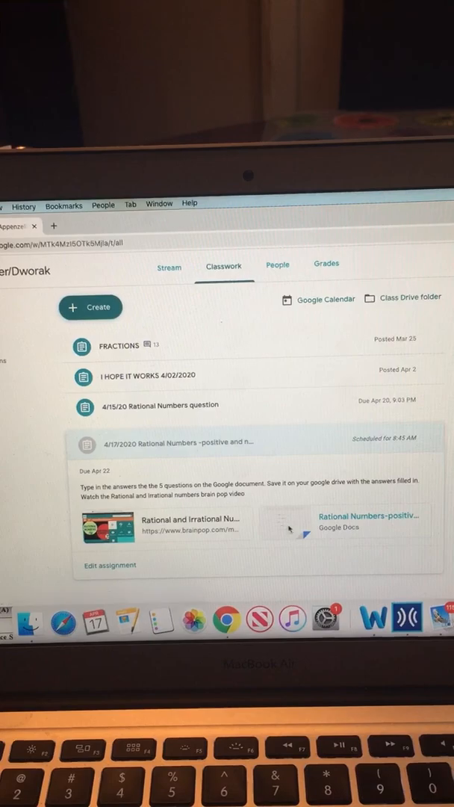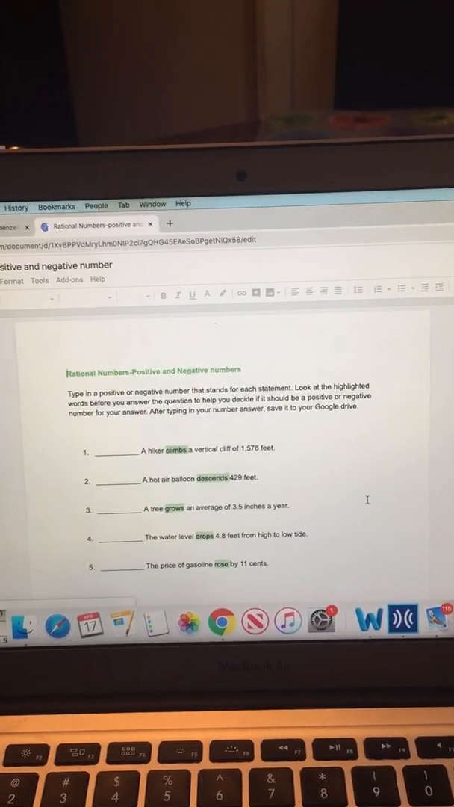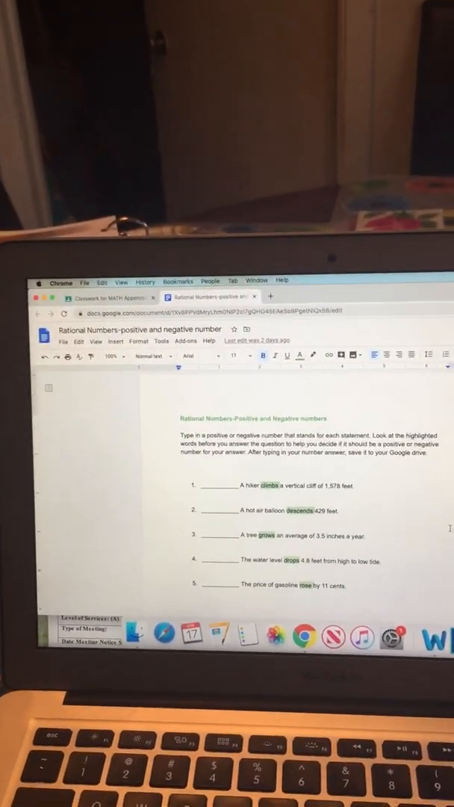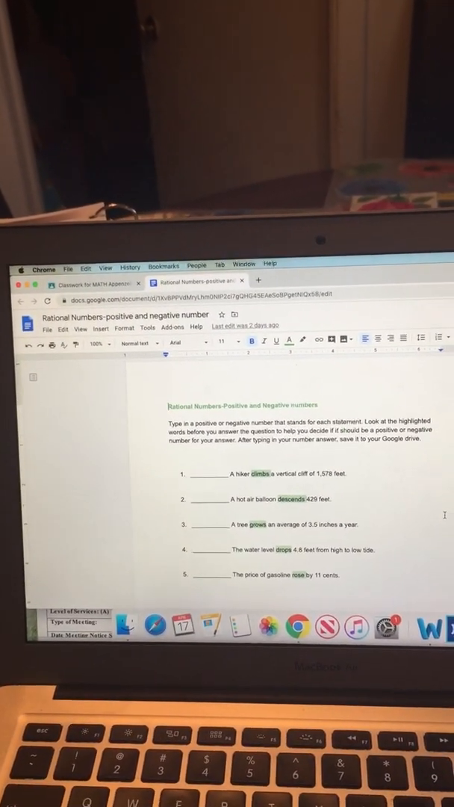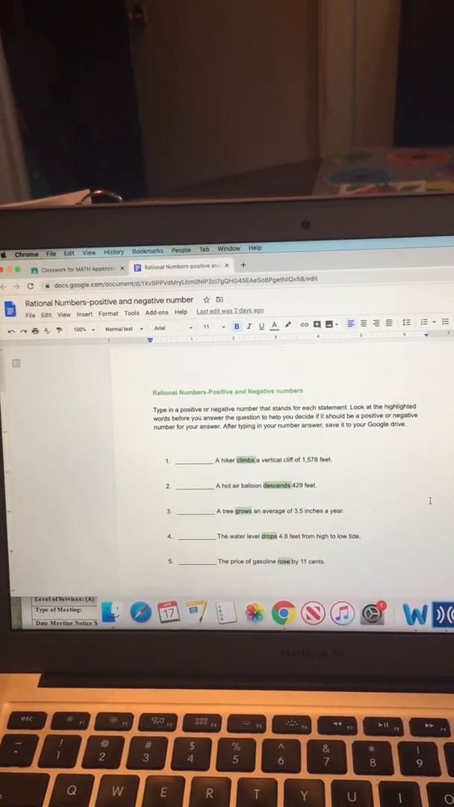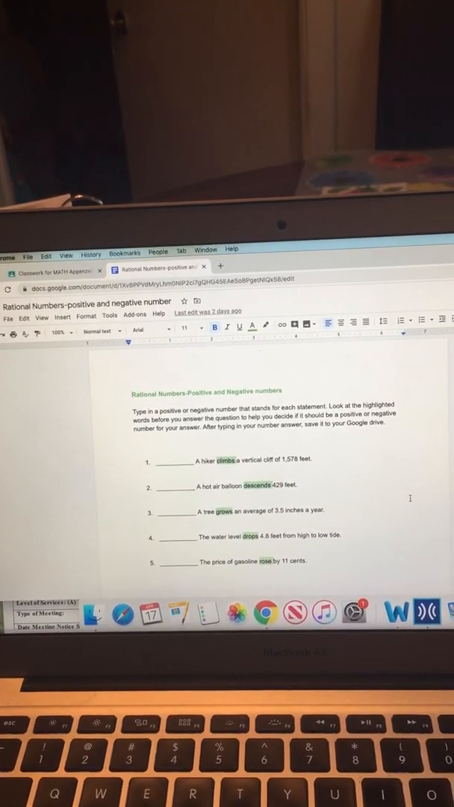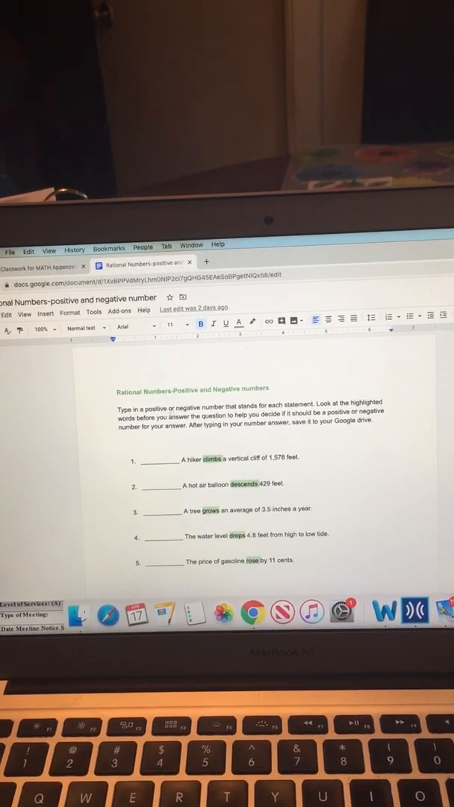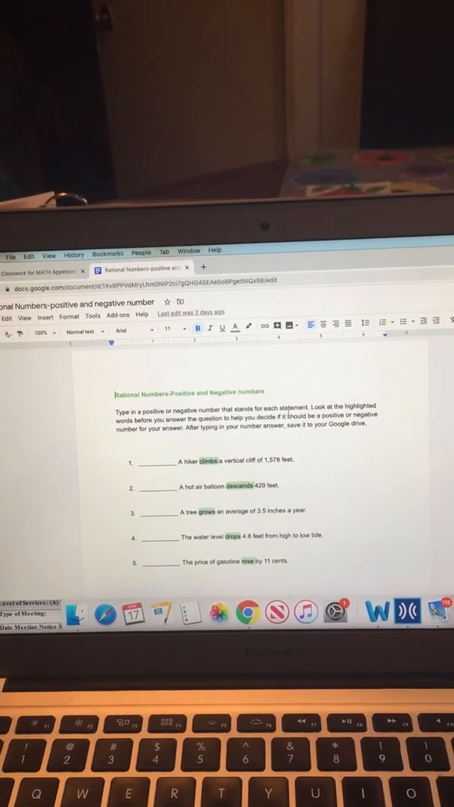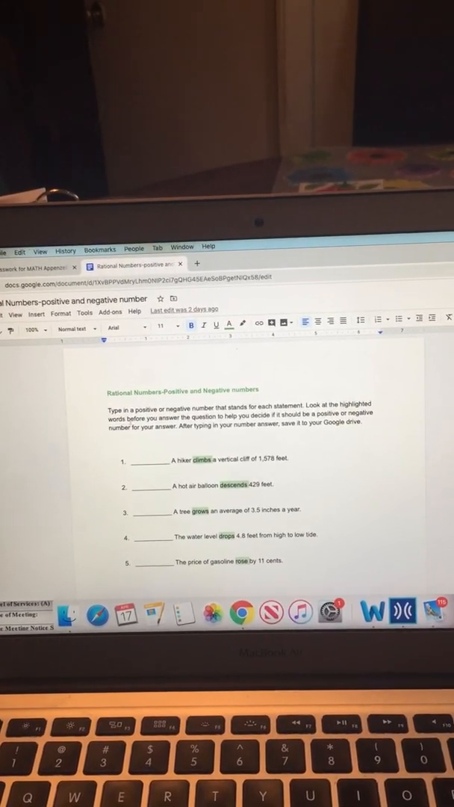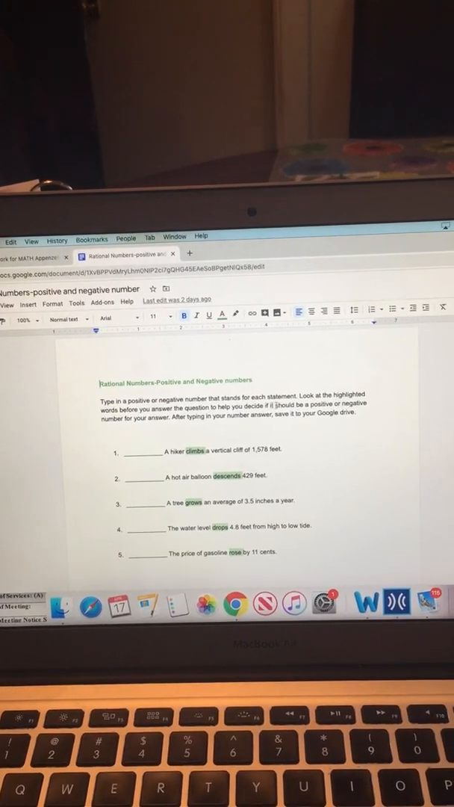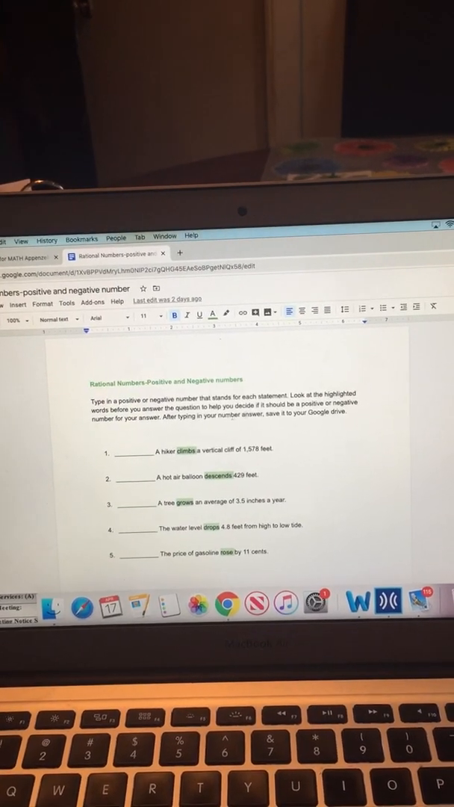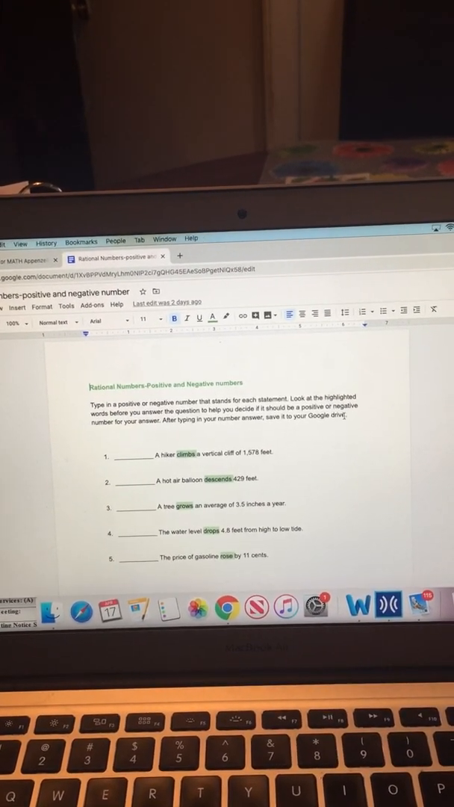So what I did was I retyped these questions because it wasn't letting us do it. And so then you just click on that and it opens up the Google document I made. Rational numbers, positive and negative numbers. So then there's 5 questions. And you type in a positive or negative number that stands for each statement. Look at the highlighted words before you answer the question to help you decide if it should be a positive or negative number for your answer. After typing in your answer, save it to your Google Drive.